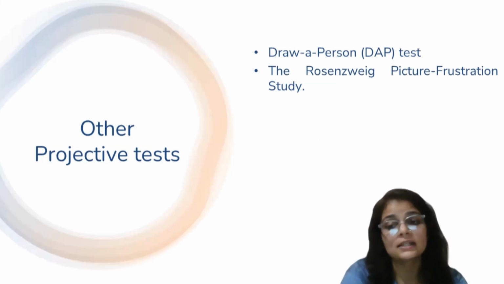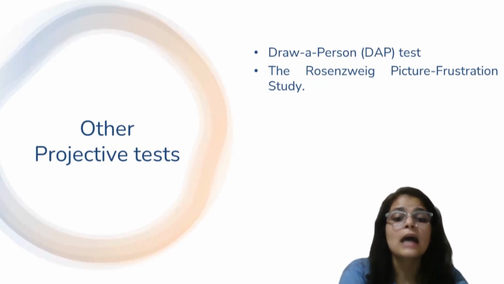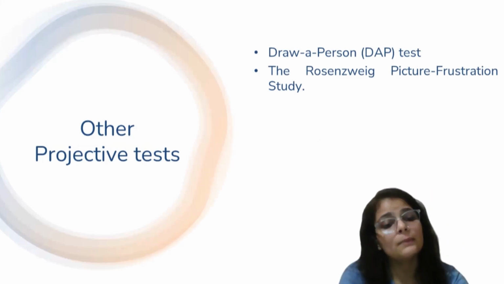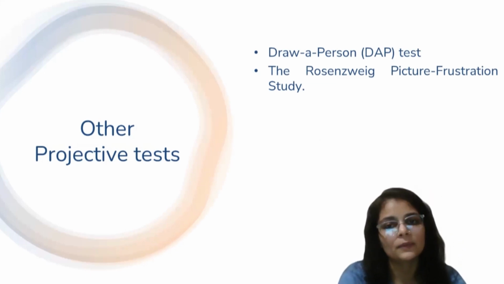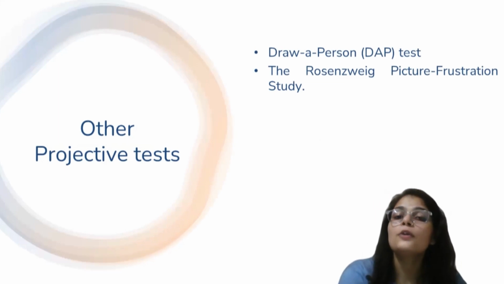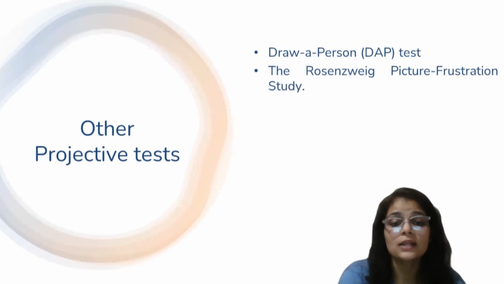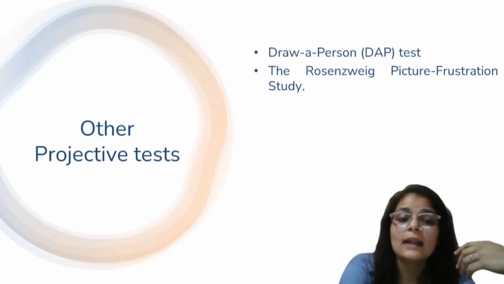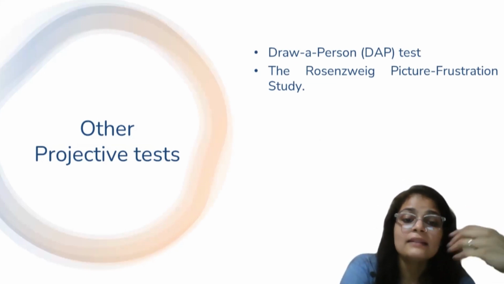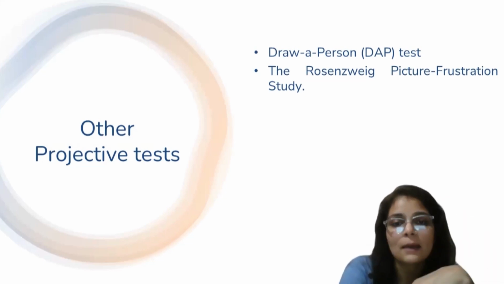In the draw a person test, the test subject is asked to draw a person, and the images that one creates are then assessed by the examiner. So in the draw a person test, the test subject is asked to draw a person, and those images are assessed by the examiner.